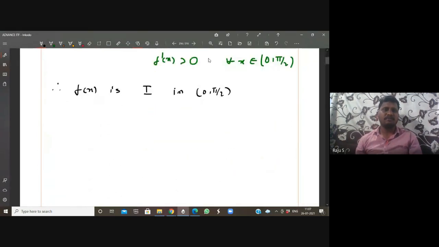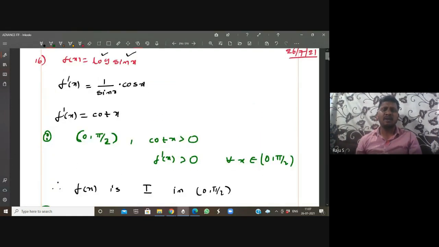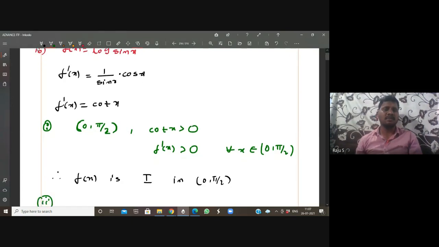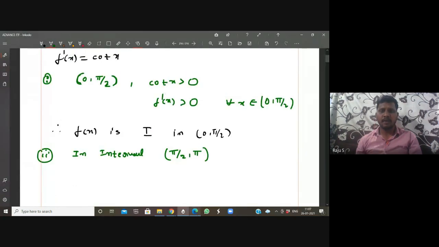Then the second point. Second case. Case 2 means second. So what I have done, simply I have taken the given function, I differentiated, we got f dash of x. So in the given interval, I checked that f dash of x is greater than 0. So next one is in the interval pi by 2 to pi.